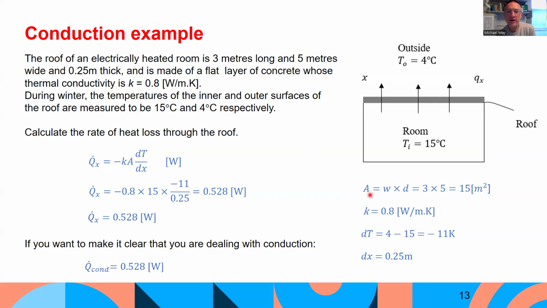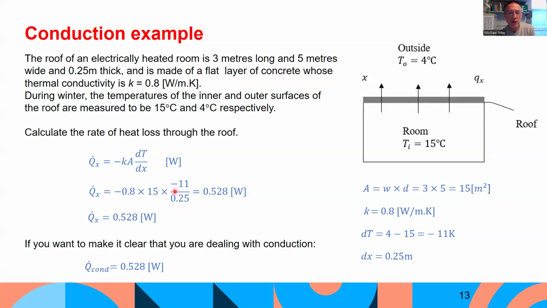So we have the area of the roof. So we're just looking at a two-dimensional image of it here. So if you can imagine the roof going this direction. So it's 3 meters by 5 meters, so it's 15 meters squared. We've got the conductivity coefficient here, 0.8. The temperature difference is 4 minus 15, so it's minus 11. And the thickness of the wall, the dx value is 0.25 meters.